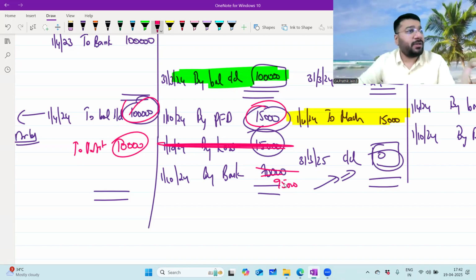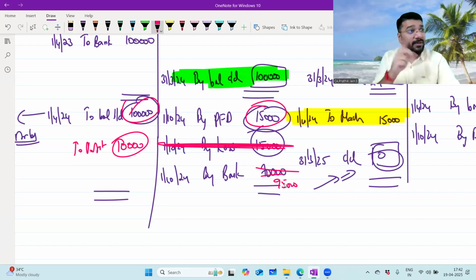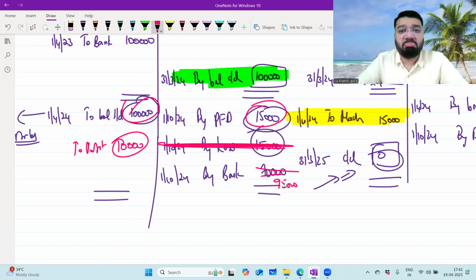You finish the second case also. Case 2. I just told you to do it. That was case 1. Case 2 again, you did the entire ledger, machinery, PFD, everything. Ultra fast.